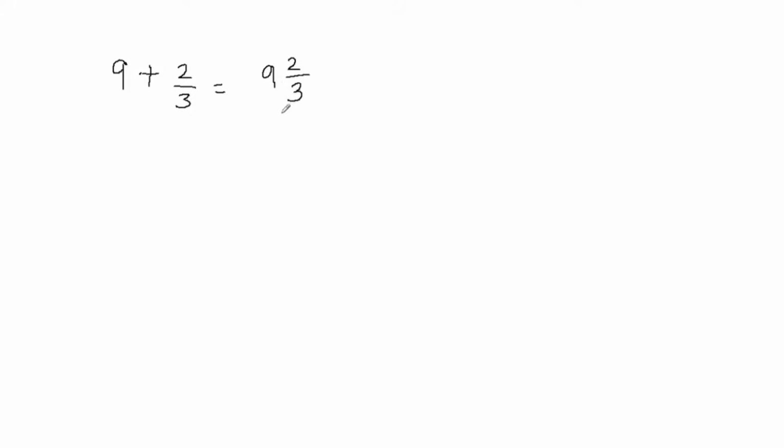See, I got the mixed fraction. A mixed fraction is made up of the whole number and the fraction. So if you separate this, you're going to get 9 plus 2/3. And if you combine it, you can write this as a mixed fraction, right? So I got 9 and 2/3.